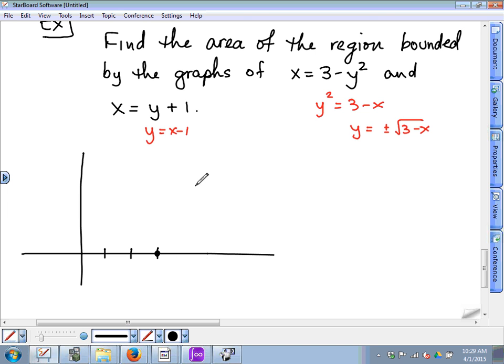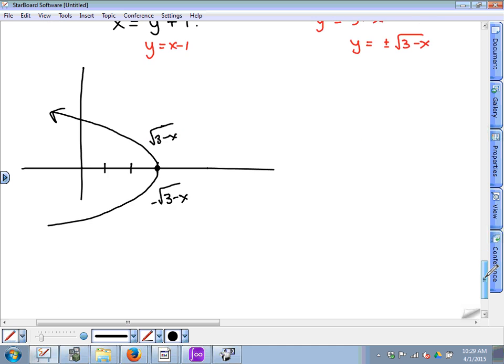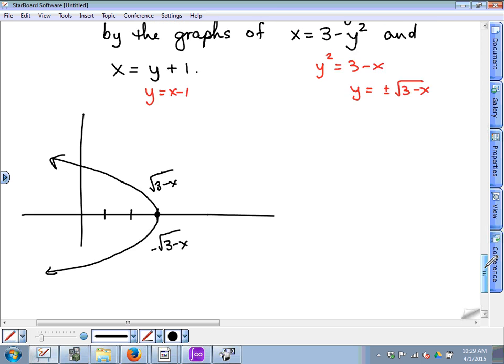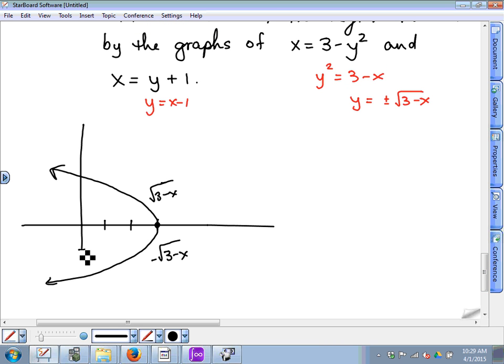The positive square root of 3 minus x looks like this. This is positive square root of 3 minus x. The negative square root of 3 minus x looks like this. Negative square root of 3 minus x. Okay. You guys following there? Yeah. And then x minus 1 starts at negative 1 and has a slope of up 1 and over 1, so it would look like that.